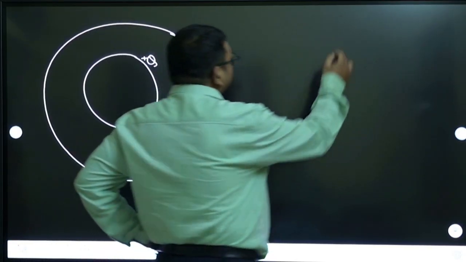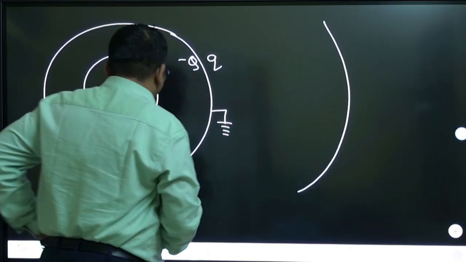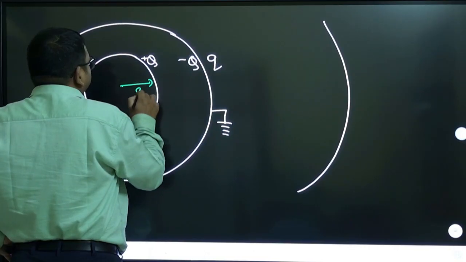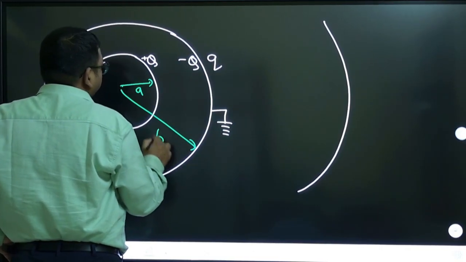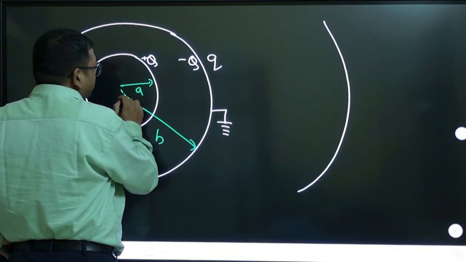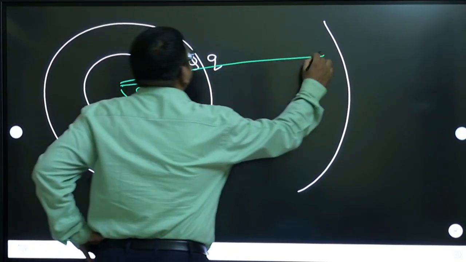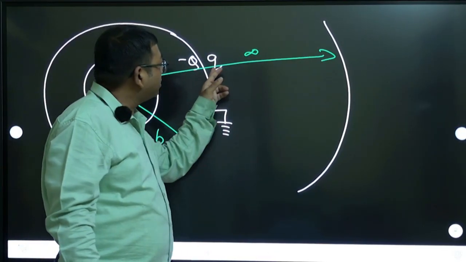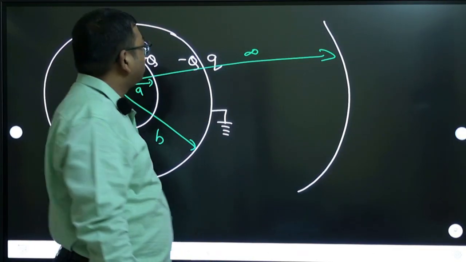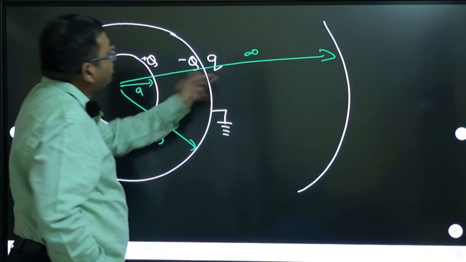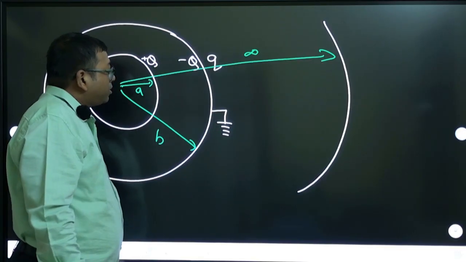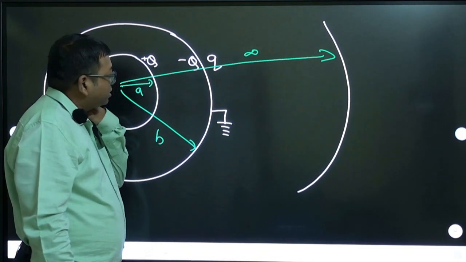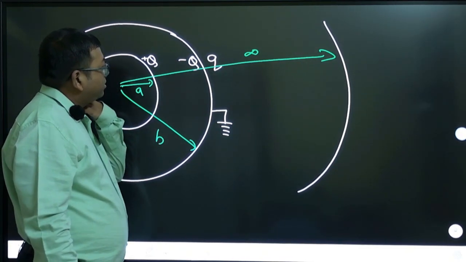Here also you may consider a sphere at very big radius. Okay, so here you can take this radius as a, this radius you can take b, and this largest radius you can take infinity. So interaction you can consider, but first of all you should know whether this q will exist or not. Because small q may become 0 here, because this system is just like the first case. You remember the first case, right?